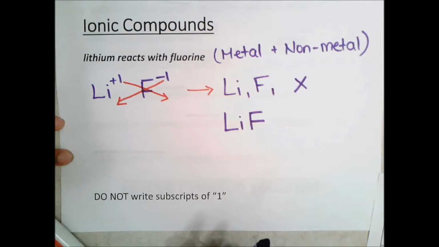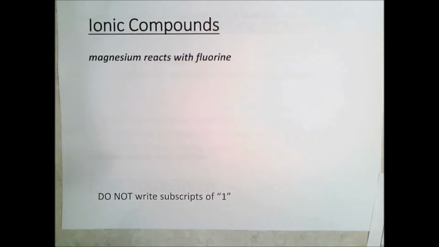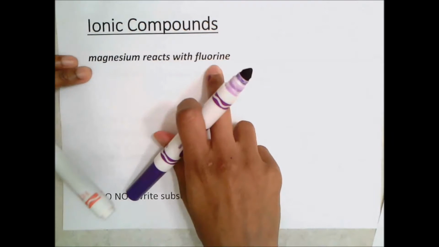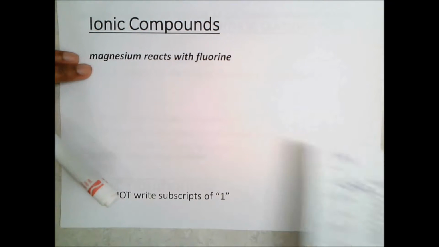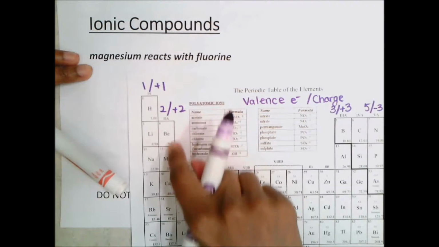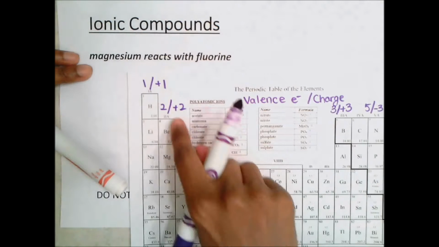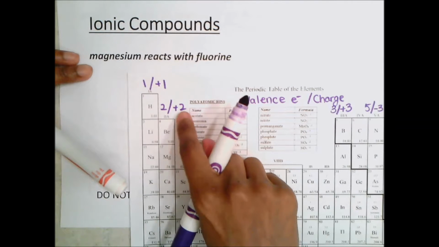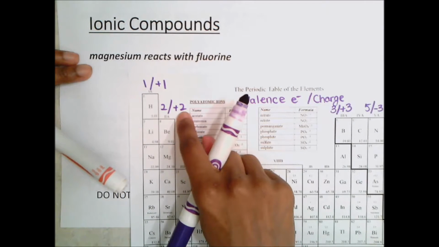Let's try another practice. Here we have magnesium reacting with fluorine. Again, identify the symbol and what charge it has. Magnesium is in the 2nd column, so it has 2 valence electrons. It's easy to lose those 2, so it's a +2.